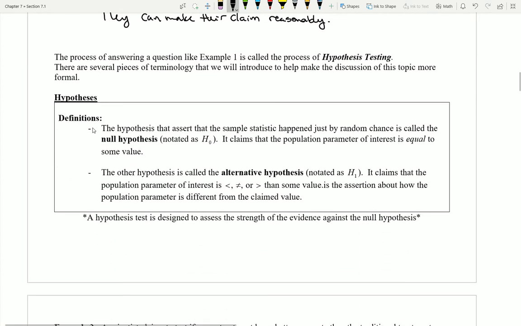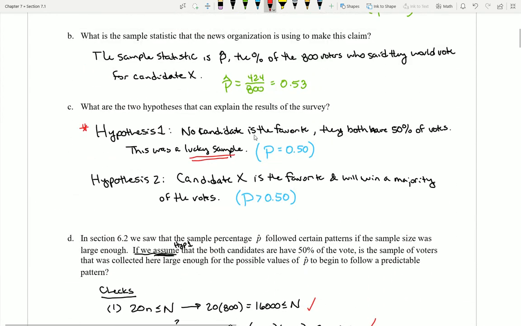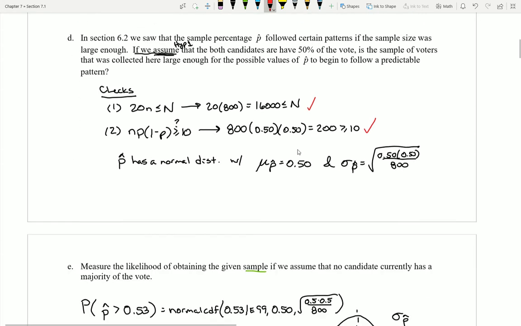What we're going to do, though, is rebrand that hypothesis. We're going to refer to that as the null hypothesis. And we're going to give it the shortcut symbol of H with a little 0 on it. And this is always going to be a hypothesis that claims that our parameter of interest is equal to something. Just like, if I go back up above, I had p equal to 0.50 in this hypothesis. So this hypothesis that claims that we got our sample just by luck will always have some value equaling something else.